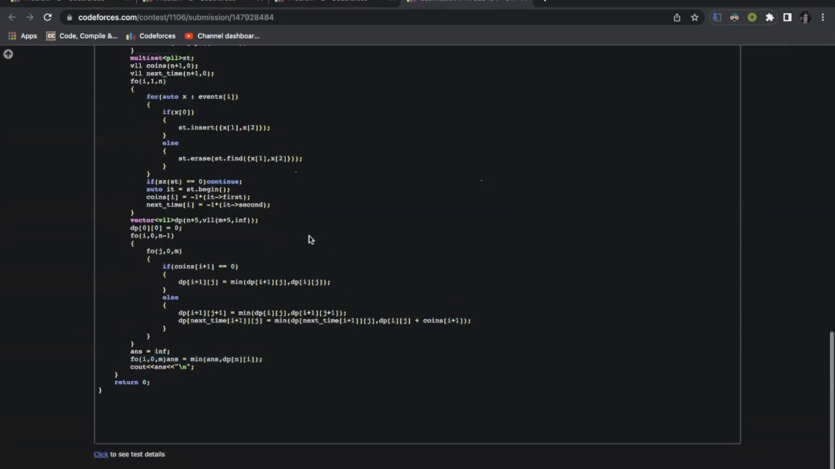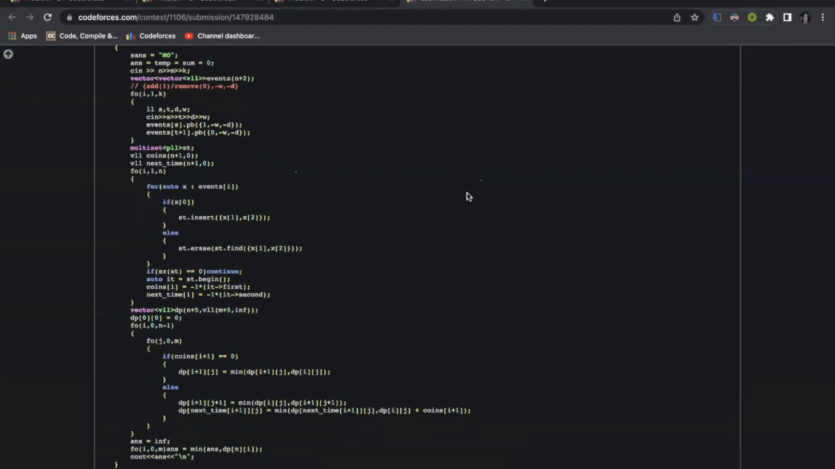Okay, so this is the code. We still have 1.5 minutes, so if there are any doubts, you guys can ask.